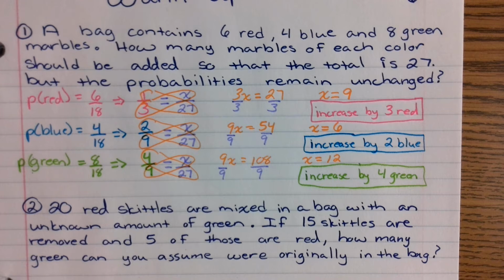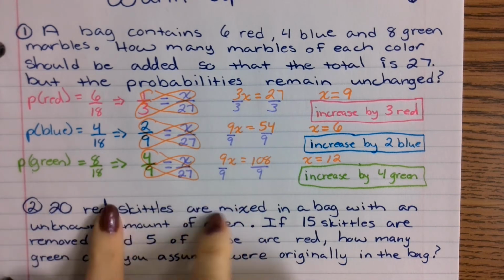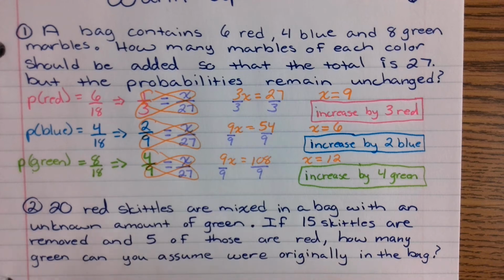Any questions on that first one? Okay, all we did was create equivalent ratios, equivalent probabilities, and identify what we had to increase by to get to those equivalents. Okay?